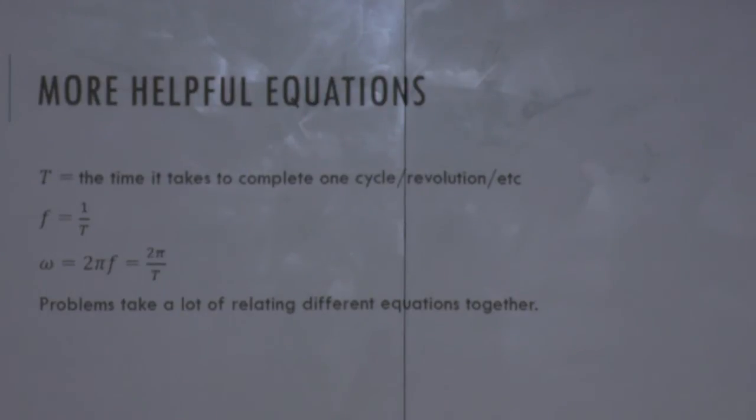All right, some more helpful equations. T is the time it takes to complete one cycle or revolution. So basically, this works a lot like the T that you had before, the capital T, where this is the time it takes you to do one whole cycle. So like one whole oscillation, basically. Your frequency is measured in hertz, and that's 1 over T. So whereas T is the time it takes for you to do one thing, frequency is the amount of things you can do in 1 second, basically. So they're inverses. Your omega is also equal to 2 pi times frequency, or 2 pi over T. And these problems are a lot of relating different equations together.